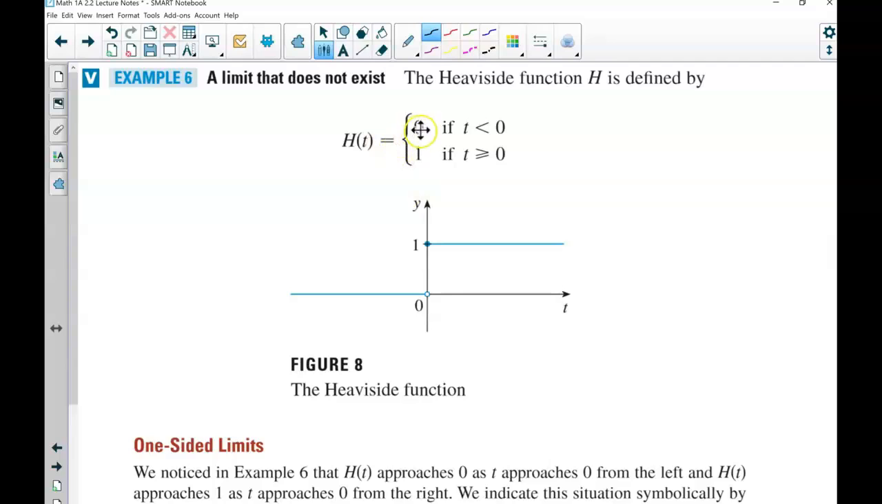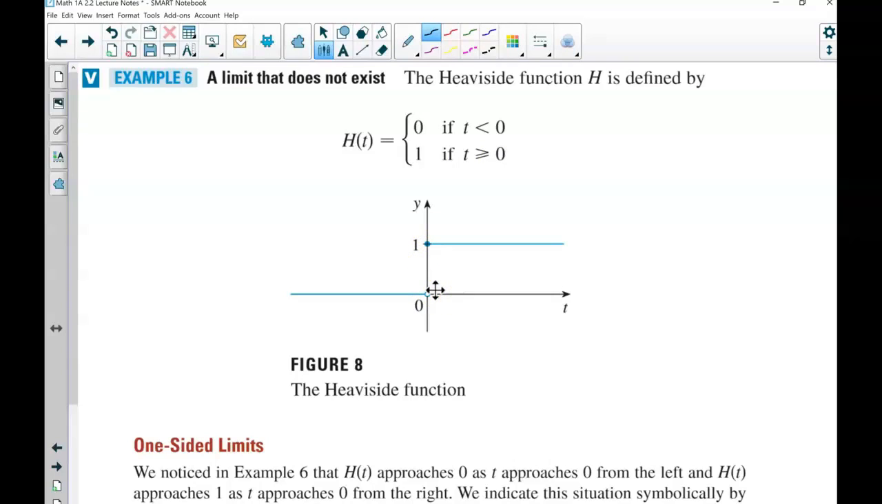When H of t is equal to 0, that means it's a horizontal line where t is less than 0. So that means it's approaching all the way to 0, but it doesn't include 0. Then another horizontal line, H of t is equal to 1, starts when t is equal to 0 and then greater than 0. So again, here is a piecewise function.